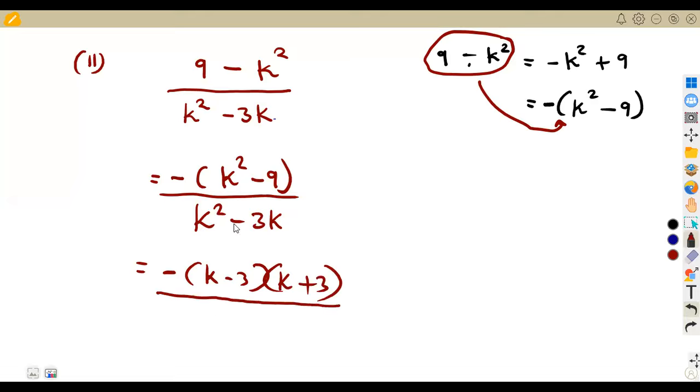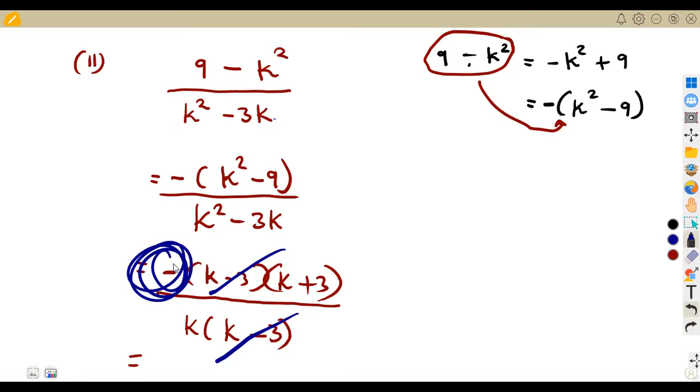Then in the denominator, we've got a common term between k squared and 3k, which is k. k is the highest common factor. So k squared divided by k, there is k which is going to be left, minus 3k divided by k. k and k cancel, we will remain with what? A negative 3. So that will be a negative 3. So now I want you to see this. You can see that k minus 3 are the same. That negative that I was talking about in that previous method is that one that you are having there.